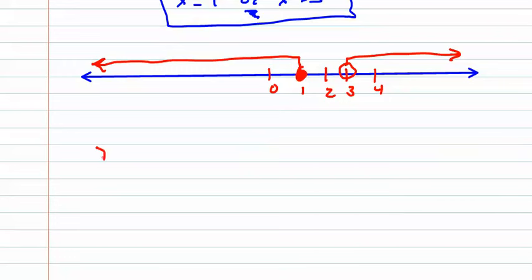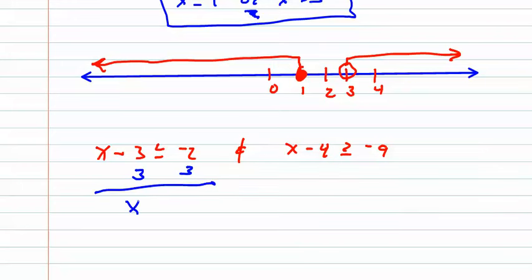My next one involves the word "and". X minus 3 is less than or equal to negative 2, and x minus 4 greater than or equal to negative 9. So, I'm going to add 3 to both sides, and I get x is less than or equal to 1. And that "and", I can't forget it. Add 4 to both sides, x is greater than or equal to negative 5.